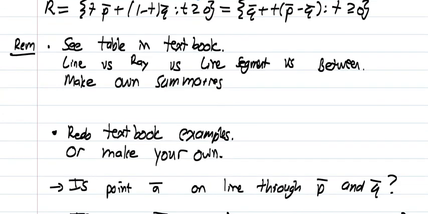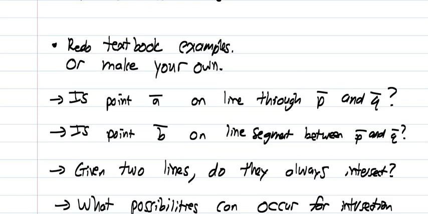It's very important to redo the textbook examples and the exercises, or even make your own examples. You can pick any 3D vectors A, B, P, and Q, and ask, is the point A on the line that passes through P and Q? Or is point B on the line segment between P and Q? If it's on the line, ultimately you want to show that the parameter t is a real number. If it's on the line segment, you've got to show that your parameter is between 0 and 1. So knowing your definitions will guide you on how to solve the problems.